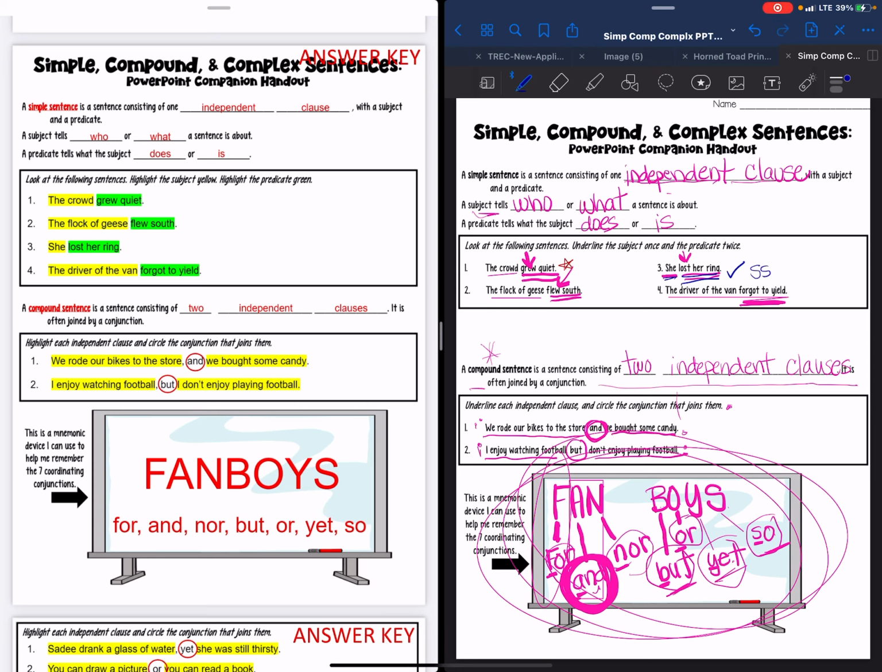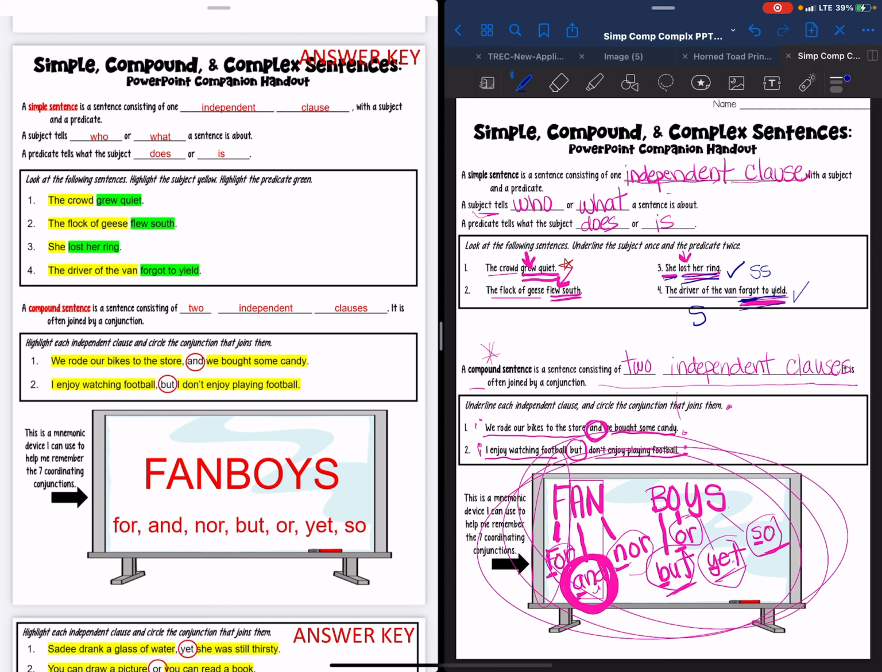And then she lost her ring. She is the subject, and lost her ring is the predicate. So that is a sentence, and it is a simple sentence too. The driver of the van forgot to yield. Remember, forgot is your verb, and it signals and lets the reader know that this is the start of the predicate. So what forgot to yield? The driver of the van. The driver of the van is our subject. So the driver of the van forgot to yield. That is a simple sentence.